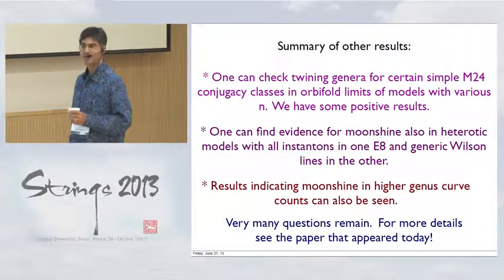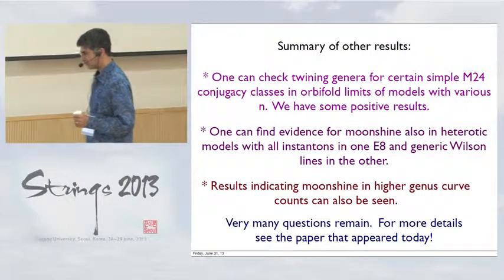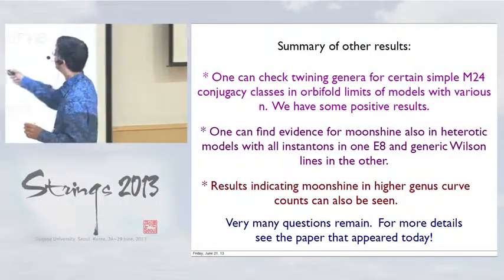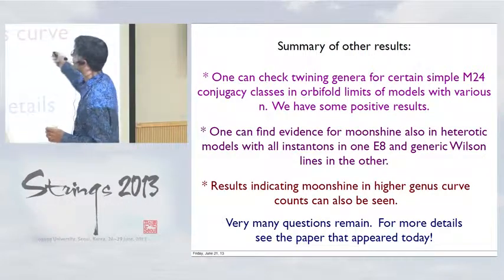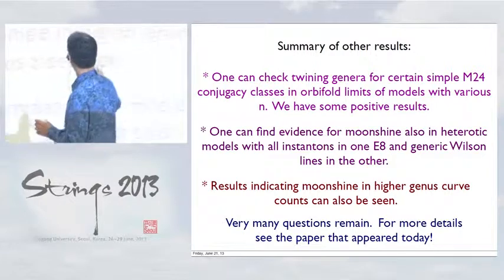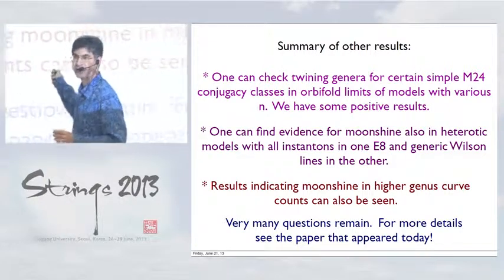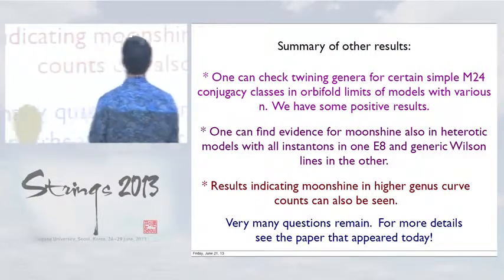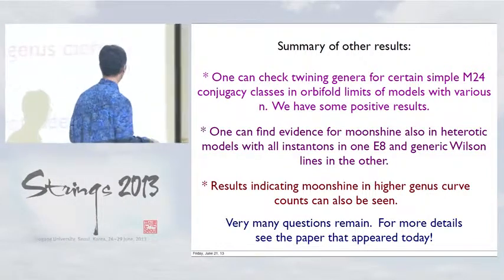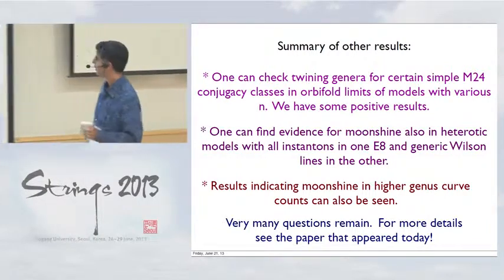I emphasized at the start that at least for monstrous moonshine, beyond degeneracies, checking twining genera was important. You can check twining genera also here for very simple conjugacy classes and for simple models. And in fact, some of those are giving positive results, so we're doing that, but I can't talk about it here. We can find evidence for moonshine also in models with some of the Wilson lines turned on. I didn't talk about that here.